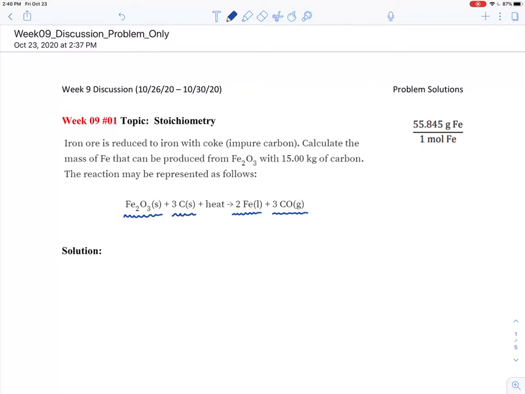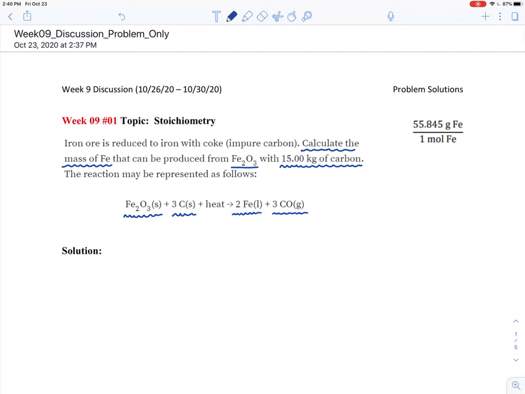So this is what's happening in iron making. From the rust into the pure iron, and that's the raw material for us to use in modern society. And for this question, starting with 15 kilograms of carbon, calculate the mass of iron that will be produced from here.